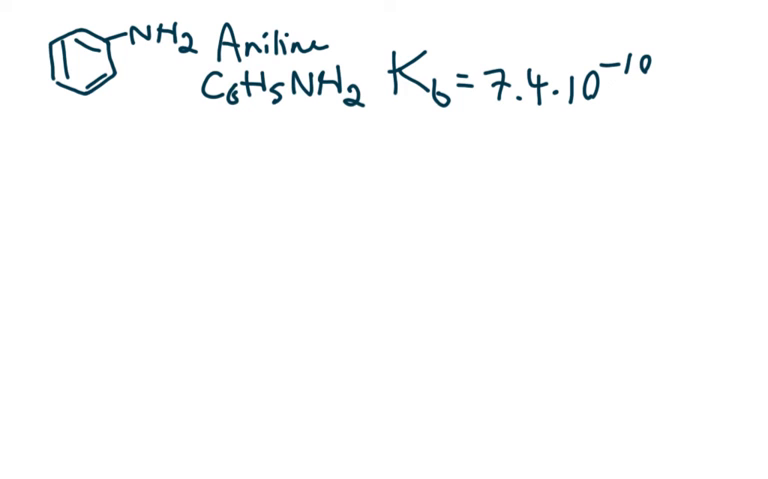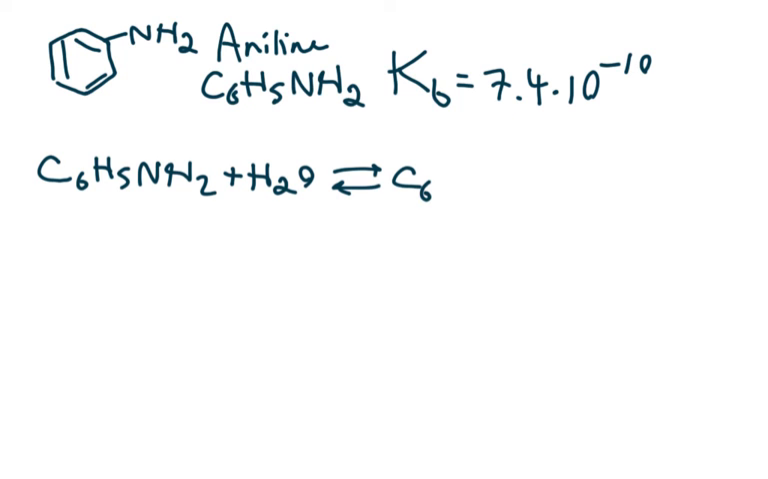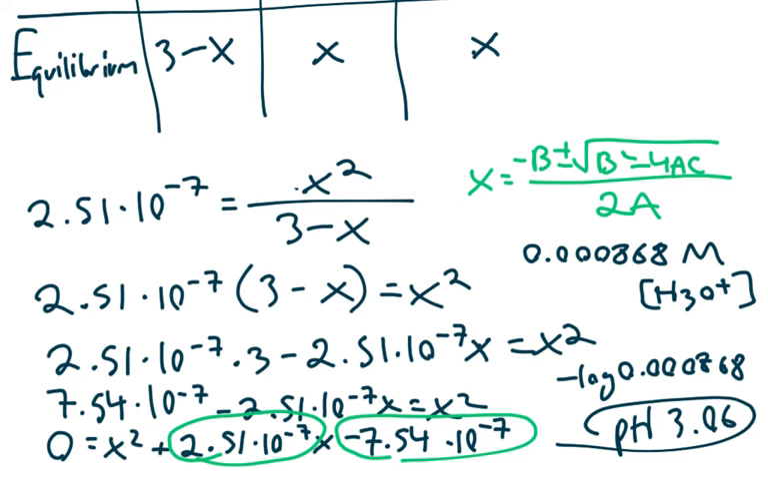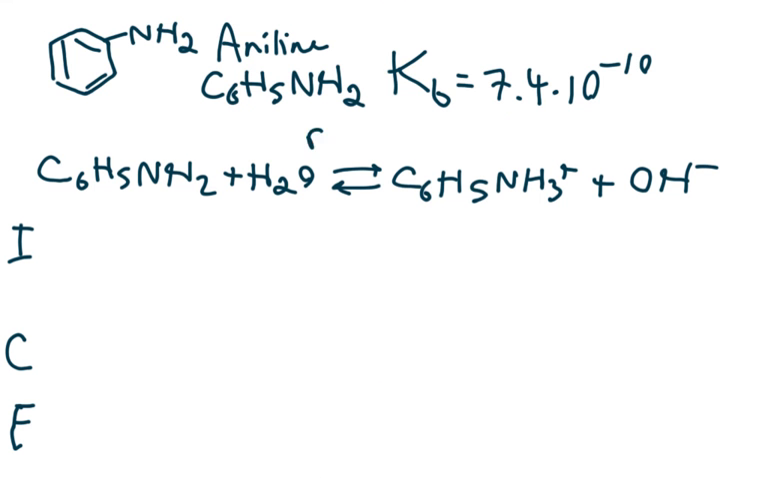So let's look at our equation. It's going to be C6H5NH2 plus water, which we don't care too much about, is in equilibrium with our conjugate acid and hydroxide, which is what we get when we do a base. So we're going to construct an ICE table. I forgot to assign us a problem. We're going to look for the pH of a 0.2 molar solution of aniline at equilibrium.